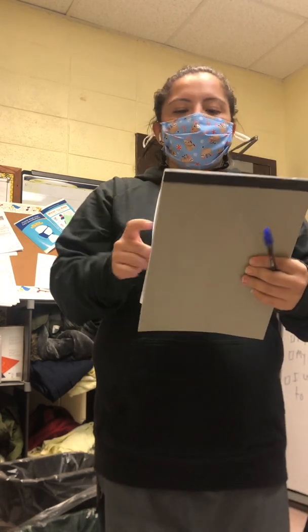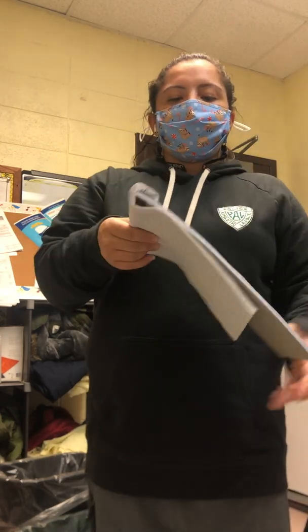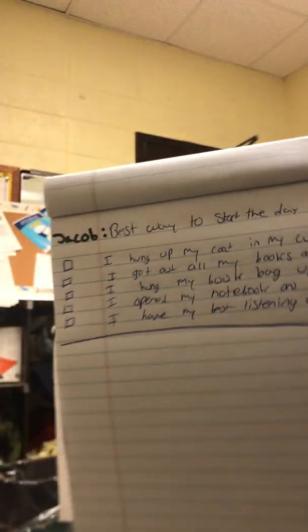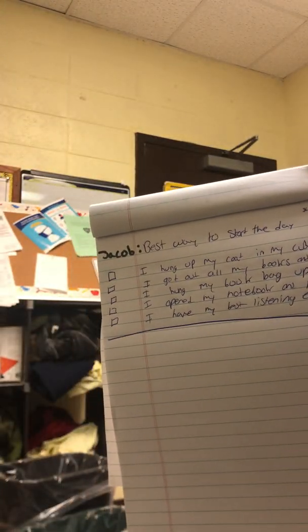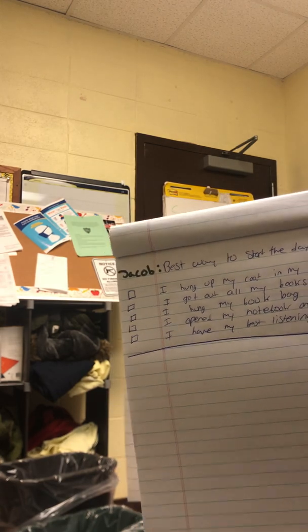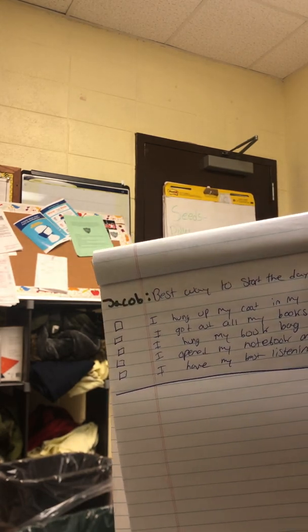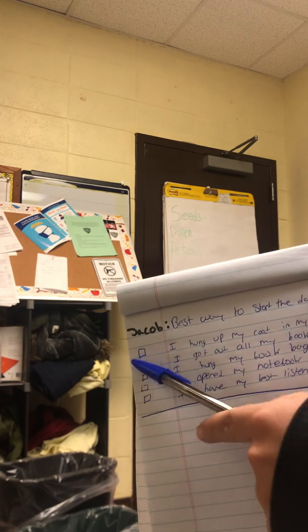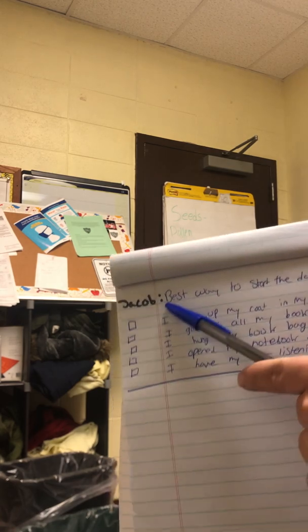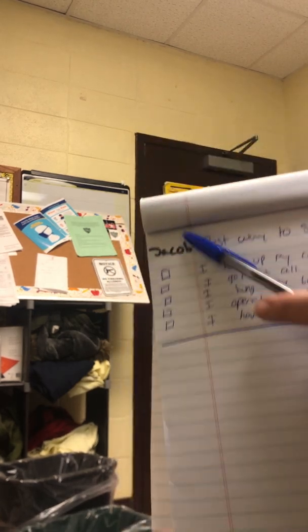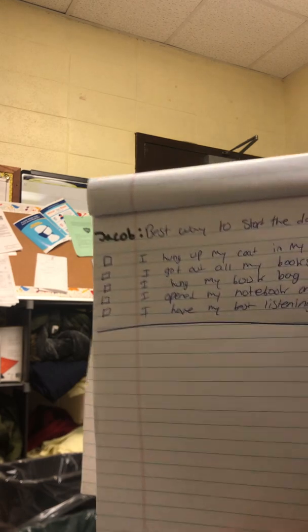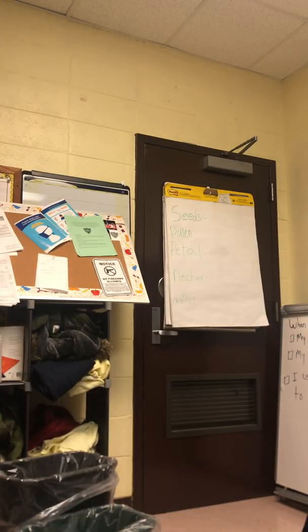At Jacob's desk is his checklist that is taped to his desk. It says the best way to start the day, and has his name on it. It says, I hung up my coat in my cubby. It is laminated and he checks everything with a white erase marker, and at the end of the day he can erase it and restart for the next day. This is to help him remain on task.